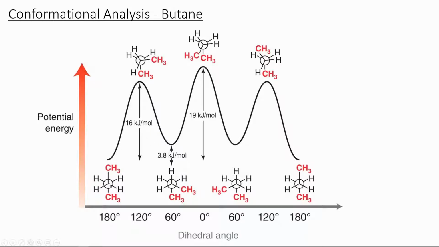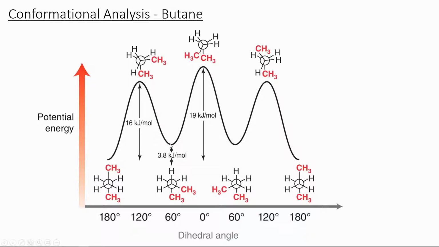In this first conformation, we have the fully staggered conformation. This methyl group is as far away as possible from this one. This is the most stable. If we rotate 60 degrees, now we have 3 eclipse interactions, right? We have a hydrogen-hydrogen eclipse, a hydrogen-methyl eclipse, and another hydrogen-methyl eclipse. This is going to have a total of 16 kilojoules per mole increase in energy.